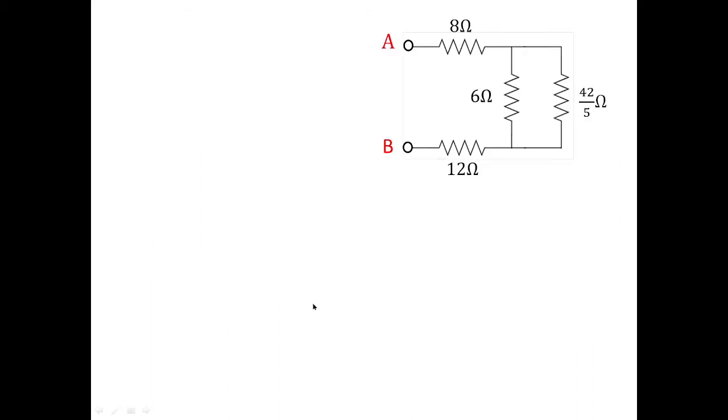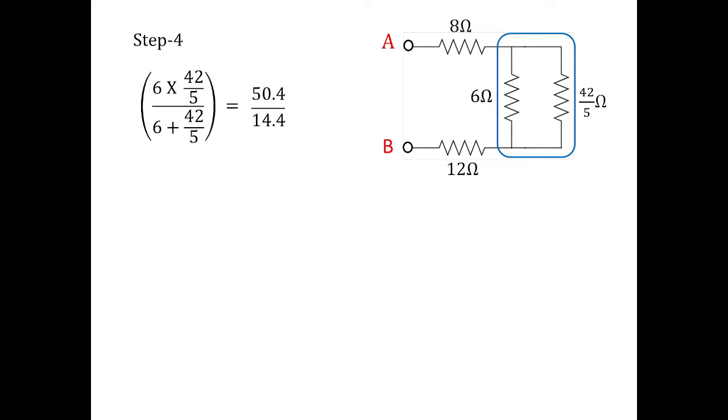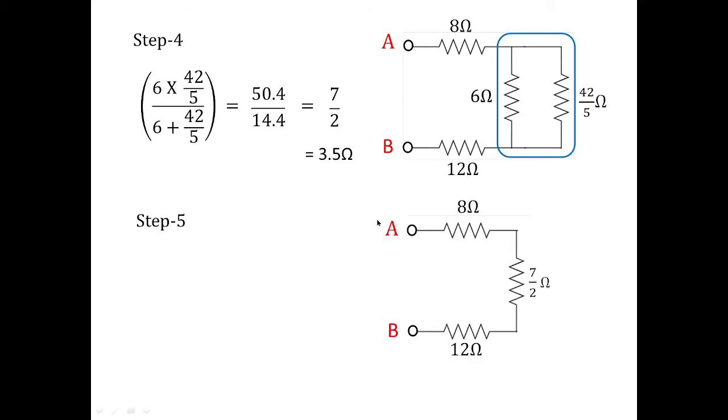So the 42 by 5 is replacing all the series combination, and again we'll end up here with 6 parallel to 42 by 5. This parallel combination again we will take with the help of the parallel circuit formula, and the value is obtained to be 7 by 2 ohms, or can also be made equivalent to 3.5 ohms. So finally you can replace this parallel combination with 7 by 2. So this is how we have replaced the value with 7 by 2.